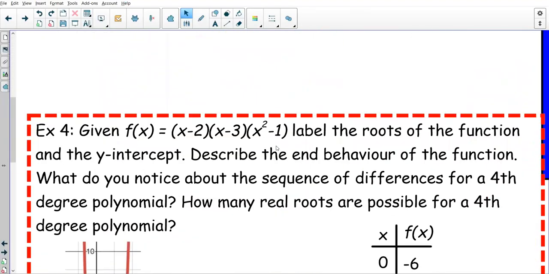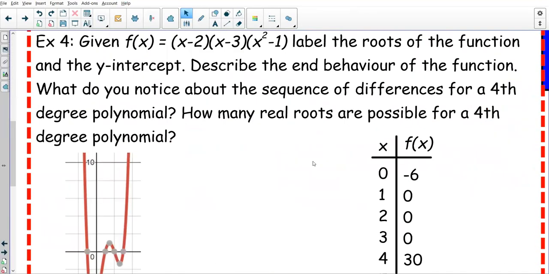Okay, so we've looked at a quadratic and 2 cubics. I'm going to give you a quartic function. So that's a function, if we expanded this out, you don't need to expand it all the way out, but it would have a highest power of x to the 4th, or highest power of 4. So it's a degree 4 polynomial. I want you to label the roots of the function and the y-intercept. I've given it to you in factored form, so that should be relatively straightforward.